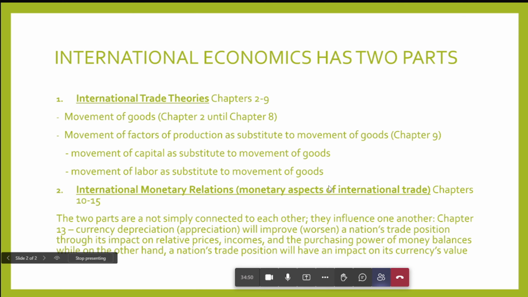So that's about it that I wanna introduce to you. International economics, the trade part, the monetary part, they are all connected to each other and influencing one another.